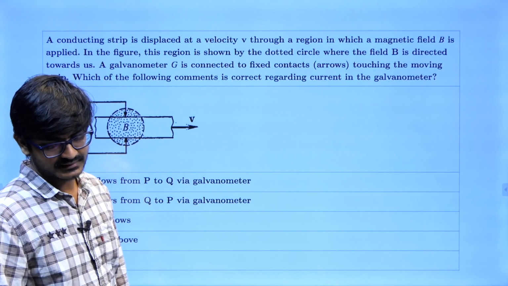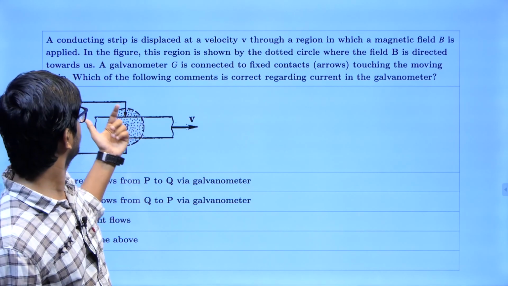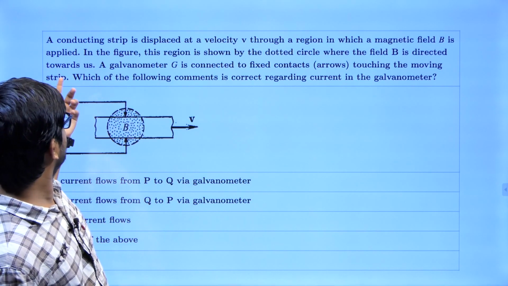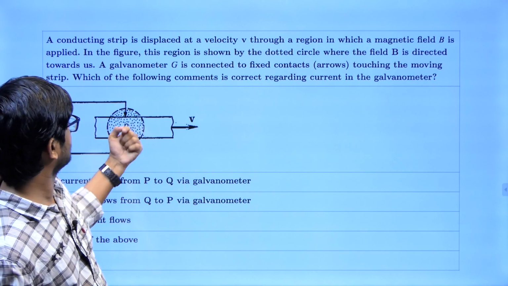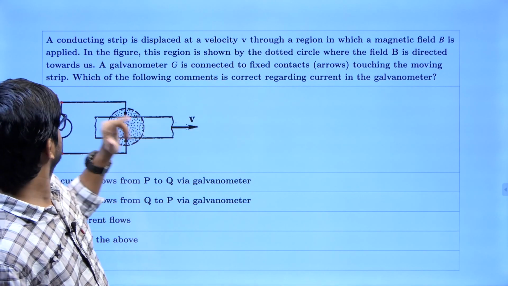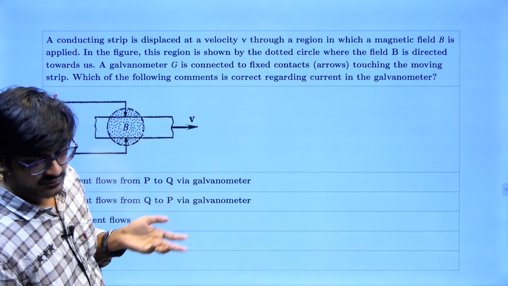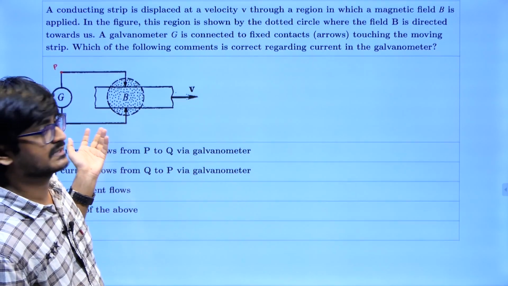Now going to the next part: a conducting strip is placed and it is moving with velocity V, and magnetic field B is applied. You can see dotted circles, which means the magnetic field is directed towards us. A galvanometer is connected. What will the galvanometer be reading? What will be the current direction?